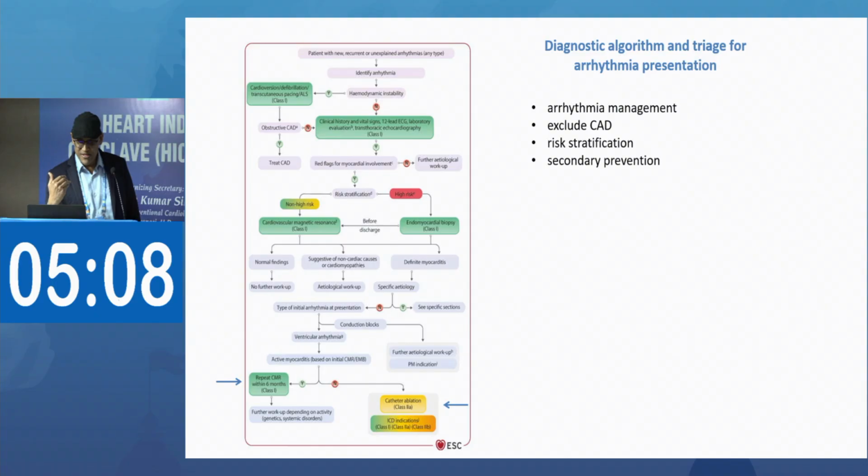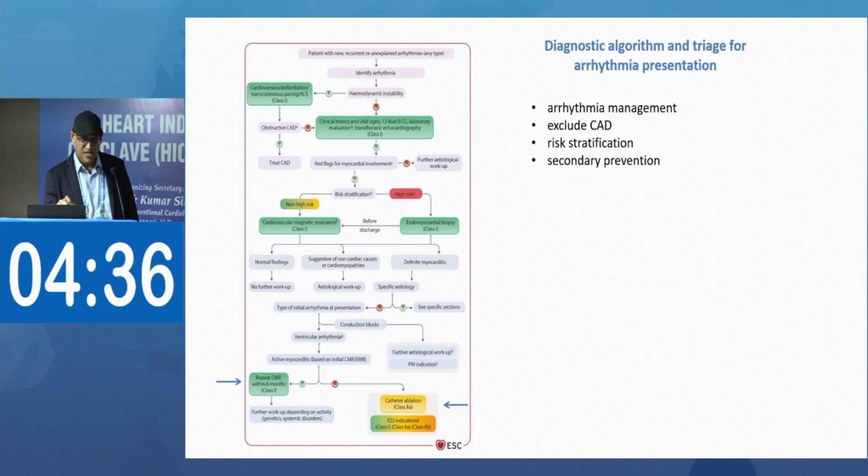For patients who present with arrhythmia as the only presentation, these patients have to be risk stratified into high risk versus non-high risk. And once you look at the algorithm in the lower part, for these patients who present with arrhythmia, a repeat CMR should be done at 6 months, and the utility they have given for a repeat CMR at 6 months is to rule out whether they still have active myocarditis or not.